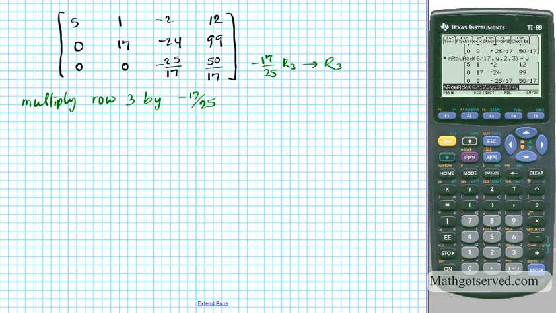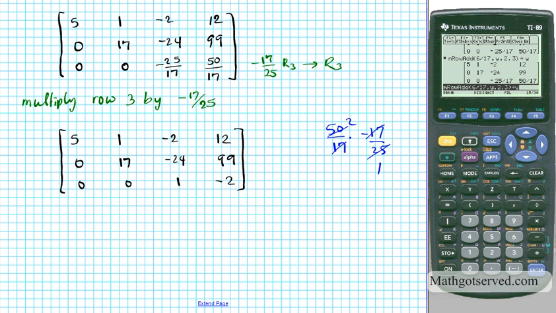Alright. All the other rows stay the same, so let's go ahead and write it down. We have 5, 1, negative 2, 12, and then we have 0, 17, negative 24, 99, and then this becomes 0, 0. If I multiply this by negative 17 over 25, it becomes 1. If I multiply, check this out, I'm going to do this in blue, 50 over 17 by negative 17 over 25. 17's cancel out, 25 goes here 1, 25 goes here 2, so the answer is negative 2, okay? So this is negative 2, down. Alright. Now I gotta bring my calculator up to speed. So how do I do this with the calculator?